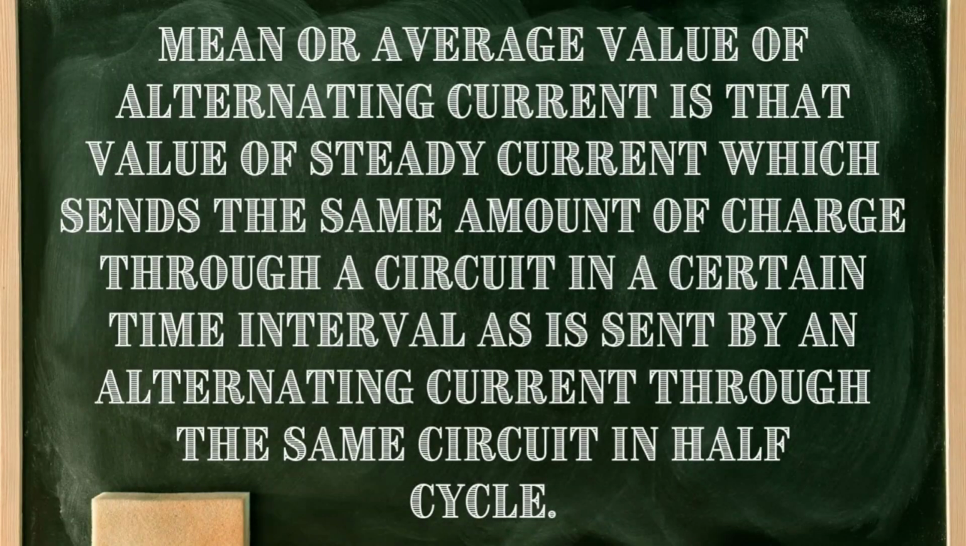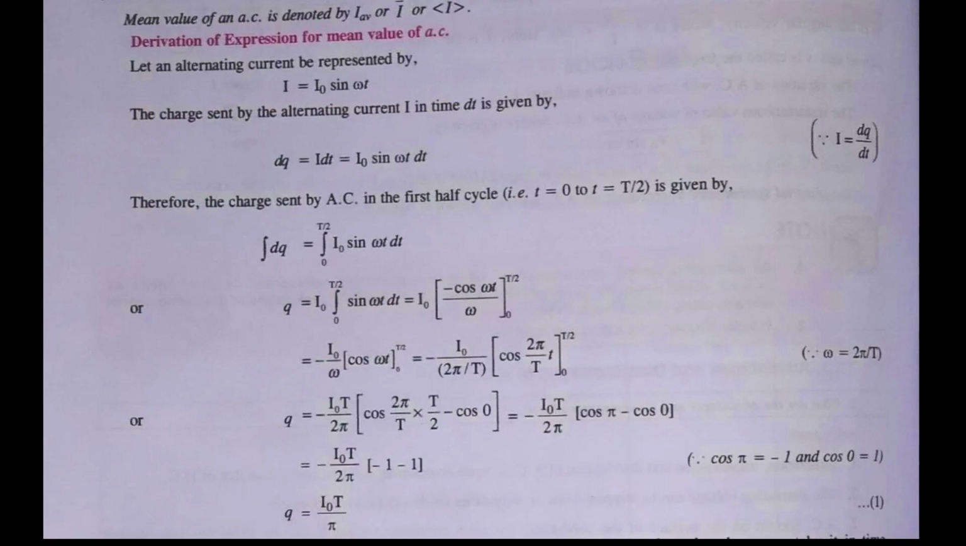So the mean or the average value of alternating current is that value of the steady current which sends the same amount of charge through a circuit in a certain time interval. Now for the derivation, we are going to get the expression for the mean or average value of alternating current.